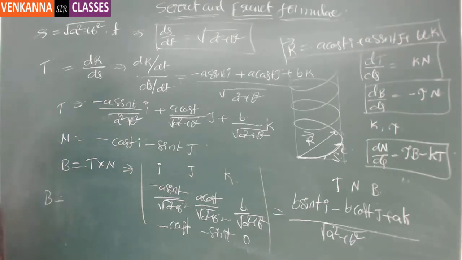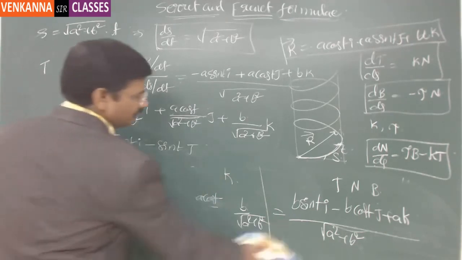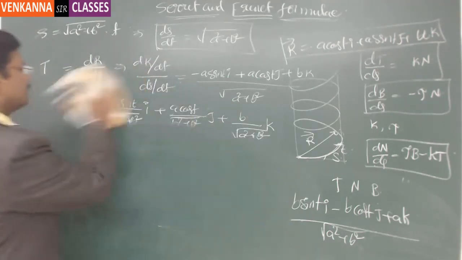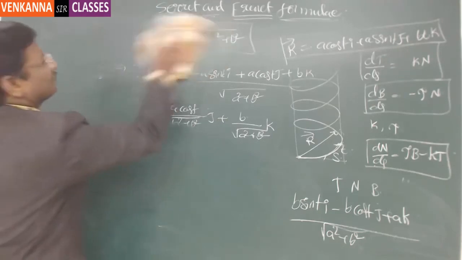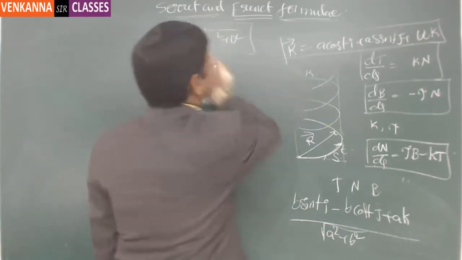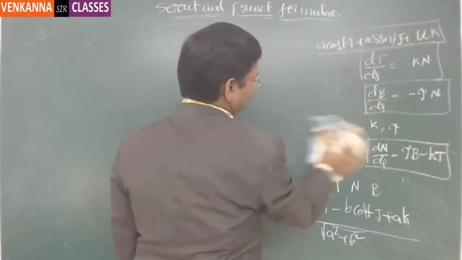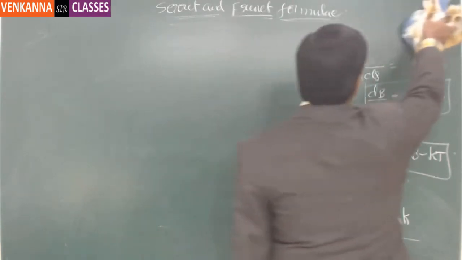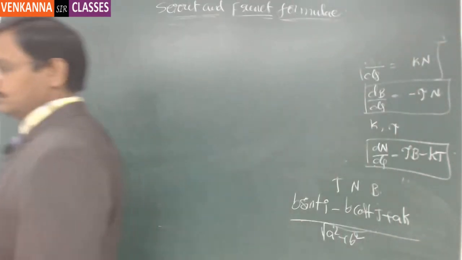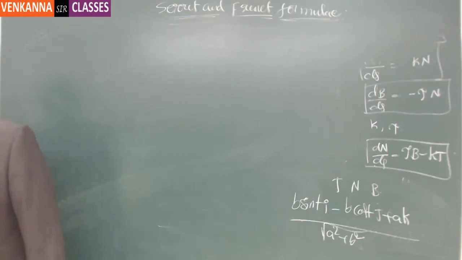Anybody got the torsion value? By taking this vector b, find just dB by ds, that's all. b by a square plus b square without root, Anubhav is correct. Yeah, that's correct.